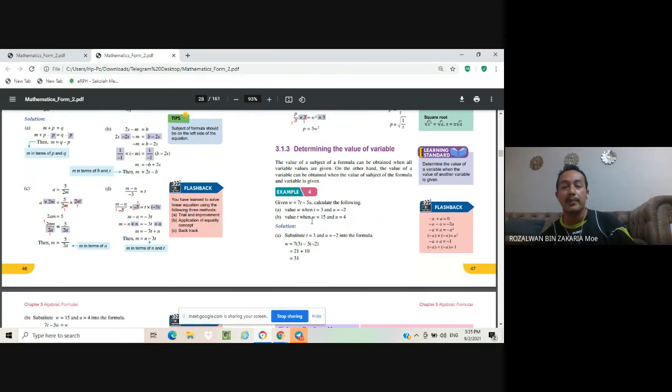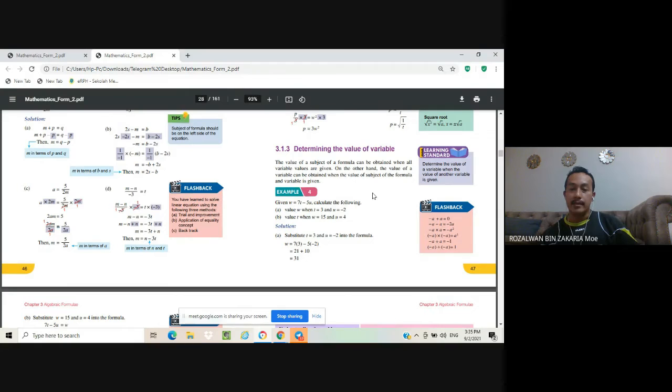So look at this one, 3.1.3, determining the value of a variable. This is a flashback, so I want you to memorize this. Minus A plus A equals 0. Minus A minus A equals minus 2A. Minus A multiplied with A equals minus A square. Then minus A multiplied with minus A becomes A square, because minus times minus becomes positive. Minus A divided by A becomes minus 1. You need to memorize and understand this. In brackets, minus A divided by in brackets minus A will become 1. Actually, you already learned this before.